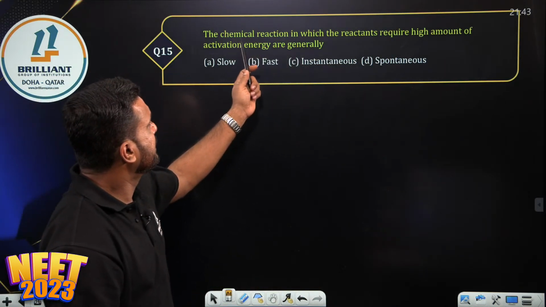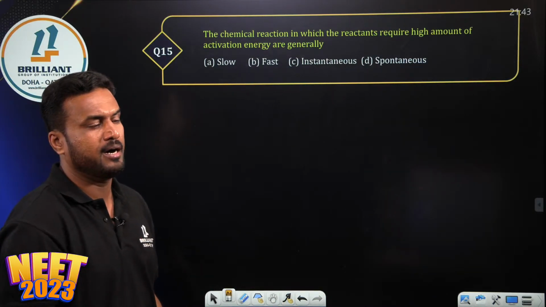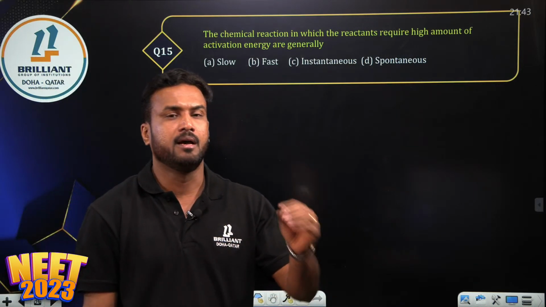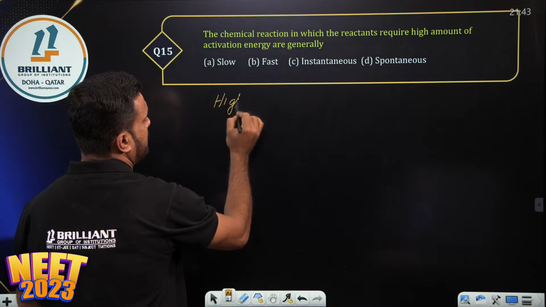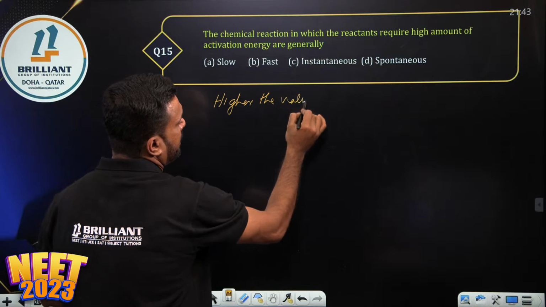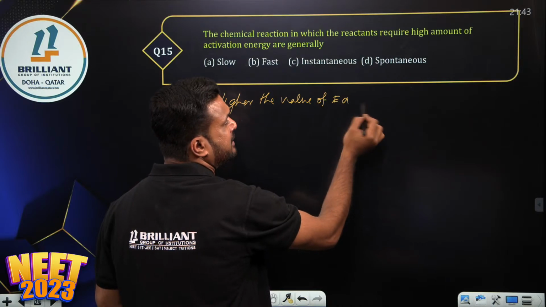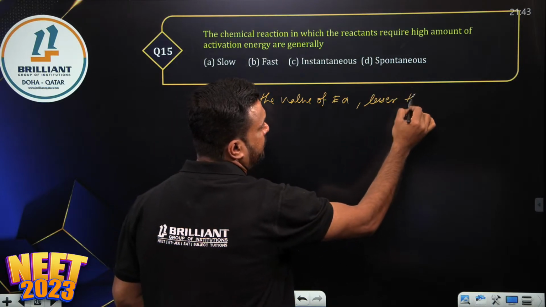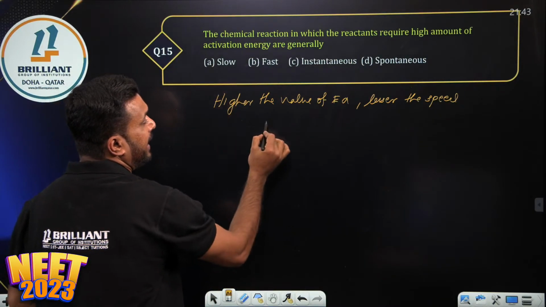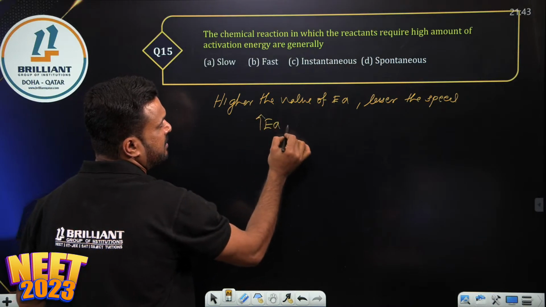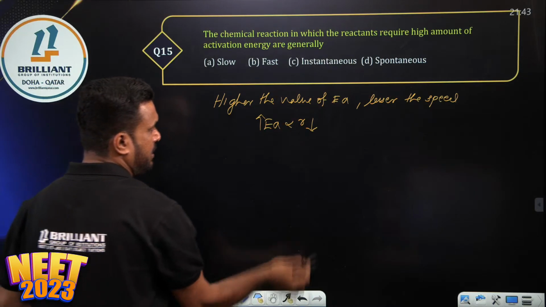The chemical reaction in which the reactants require high amount of activation energy are generally. What is the relationship between activation energy and rate of reaction? There is a statement, higher the value of EA, activation energy, lesser the speed, so rate of reaction will be less, which means a slow reaction. When activation energy EA increases, rate of reaction decreases. This is the relation. EA, not directly proportional.